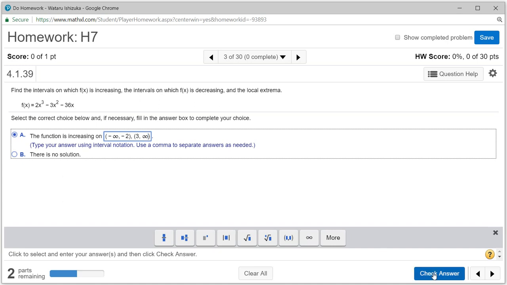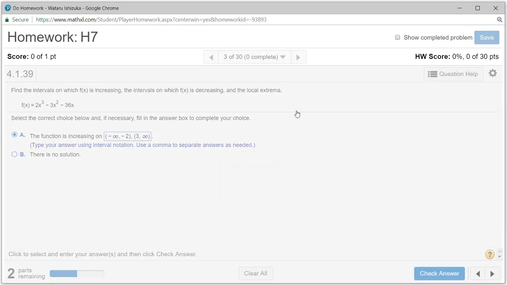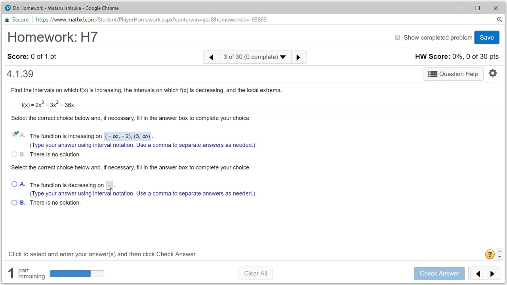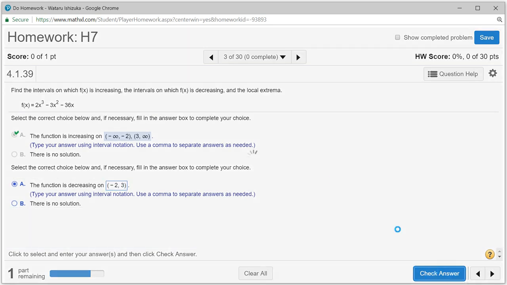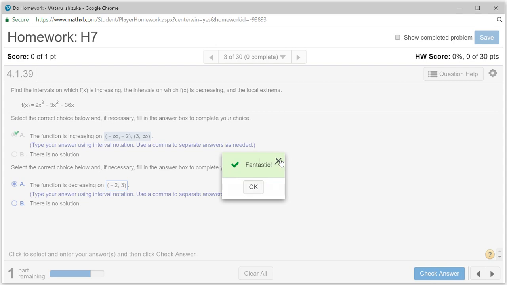Let's check the answer. We got that. The function is decreasing in between negative 2 and positive 3, so it's negative 2, comma, positive 3. Check the answer. We got that.